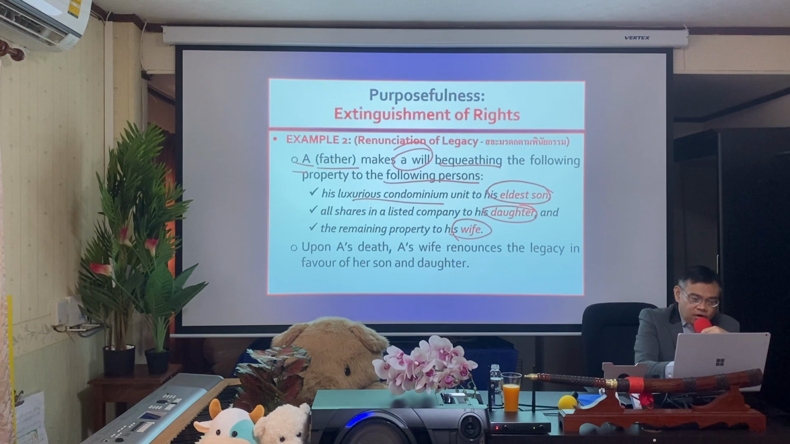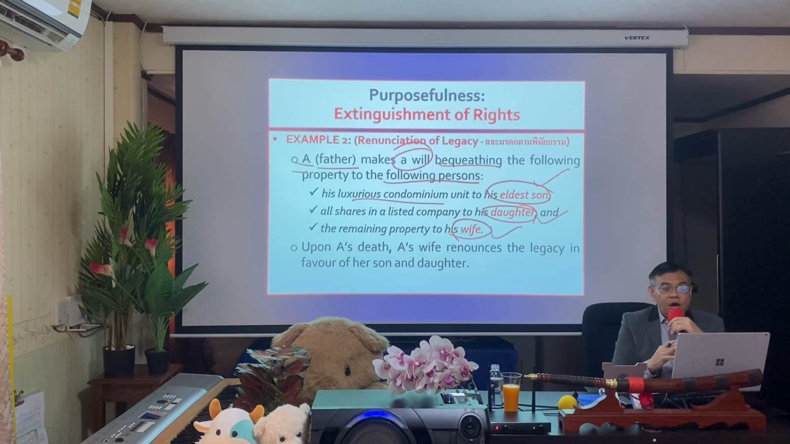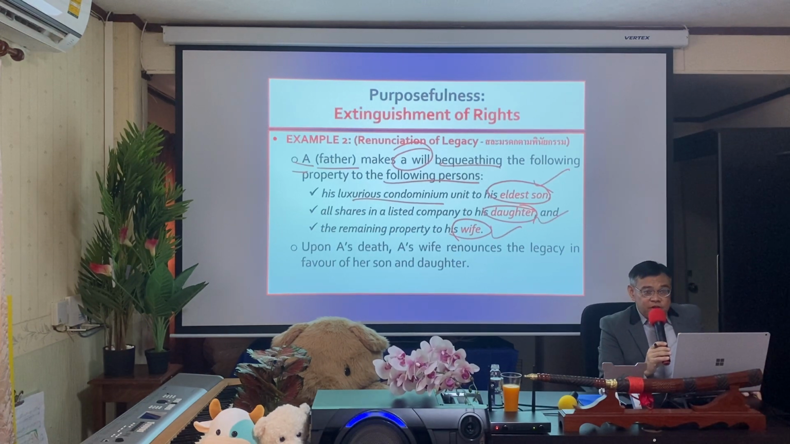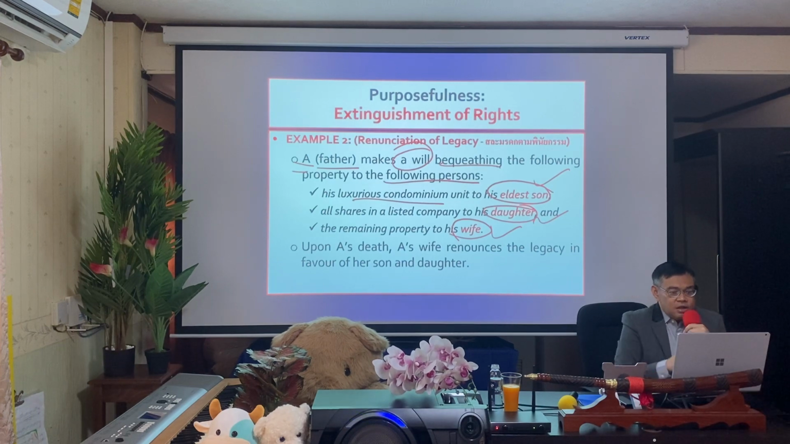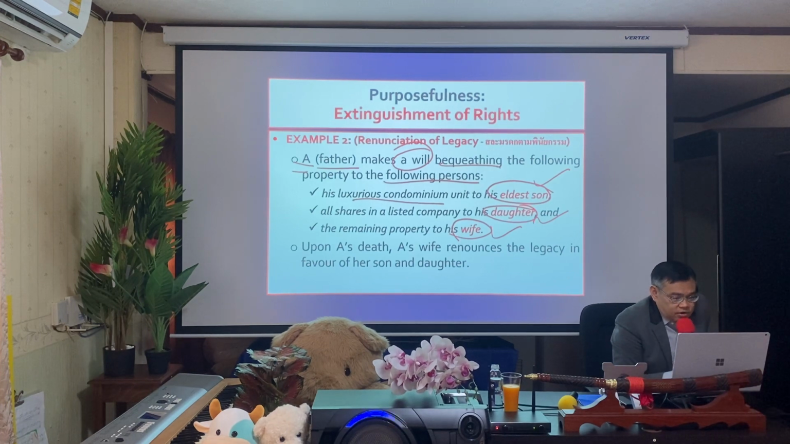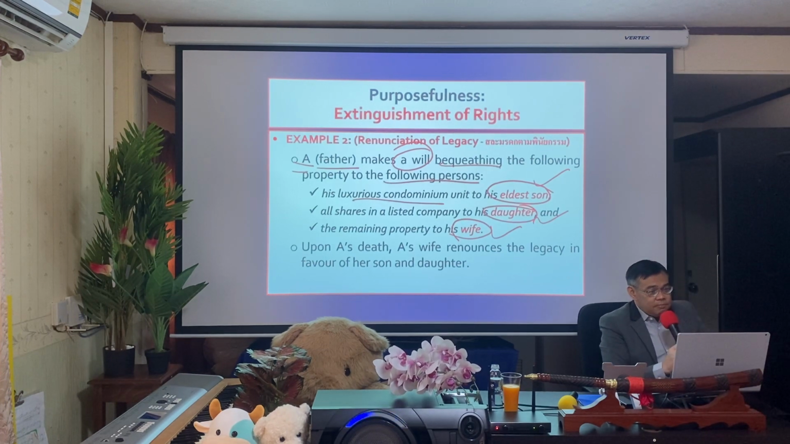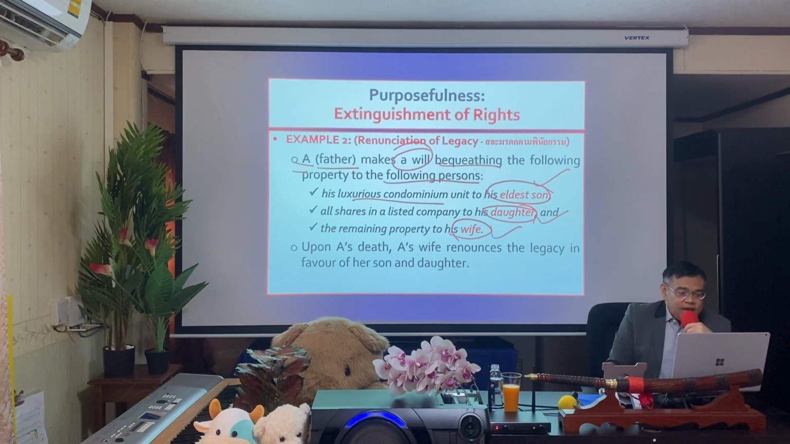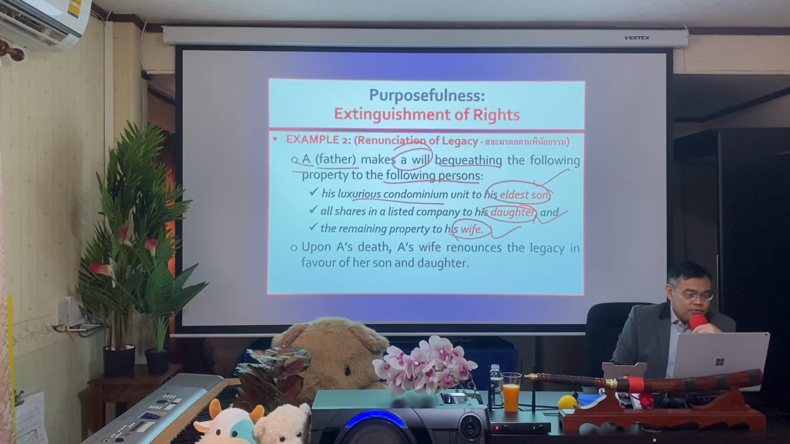You can see that there are 3 persons who are the beneficiaries of this will, okay? The son, the daughter, and the wife. The son is entitled to inherit what? The condominium unit. And the daughter has the right to the shares in the company, and all remaining property will go to the wife.